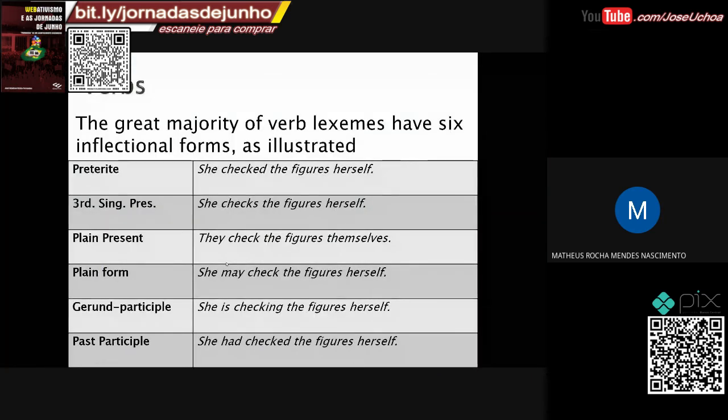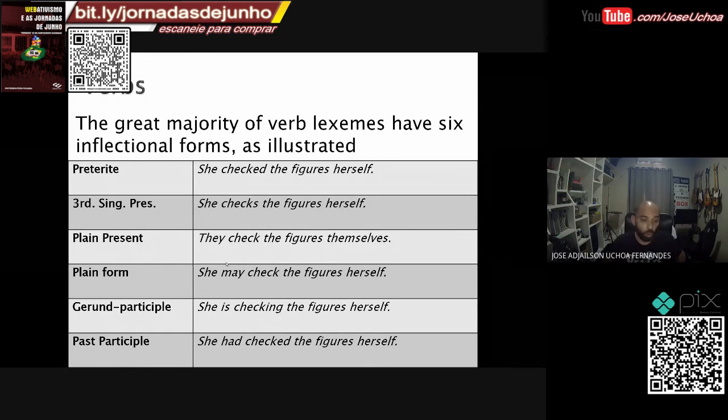So, what exactly is the difference between plain form and plain present? Ok, plain present tem conjugação. O verbo está conjugado. Ele está conjugado no presente simples.